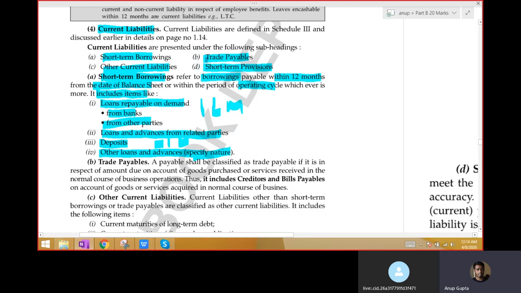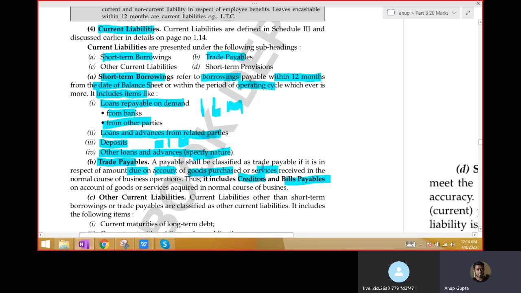The next topic that we're going to study is trade payables. Trade payable arises only on account of goods purchased or services purchased. If you purchase goods or services on credit, only in that case is the amount payable on the credit purchase of goods and services categorized as trade payables. Under trade payables, it includes creditors and bills payable.